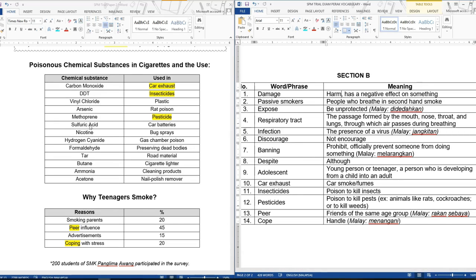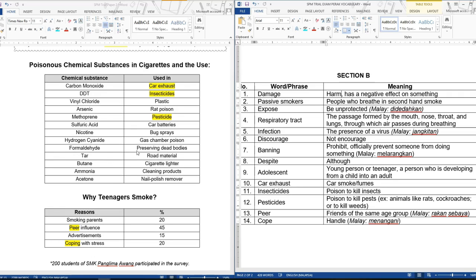And the next chemical is sulfuric acid. It's found in car batteries. Nicotine in bug sprays. Bug sprays are almost the same thing as insecticides. Alright, next chemical, hydrogen cyanide. They're found in gas chamber poison.